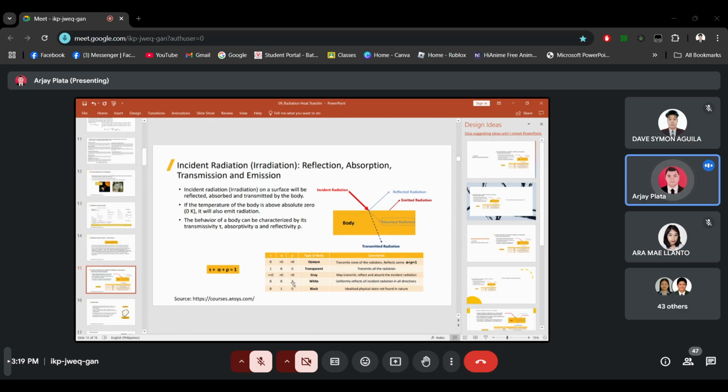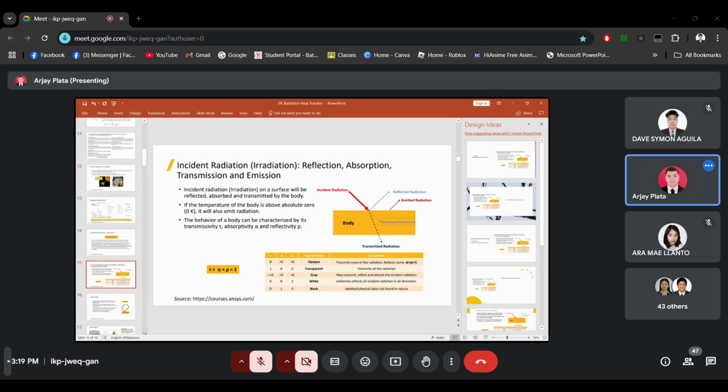So, do you have any questions regarding this type of body? Or any questions so far regarding radiation? Okay, no questions? Okay, so let's continue.